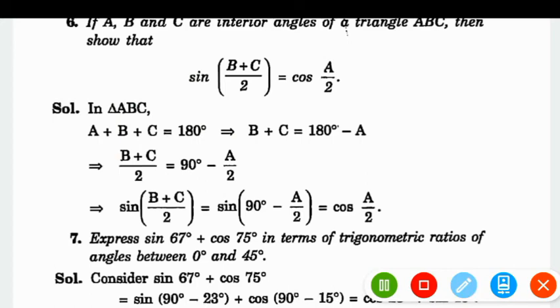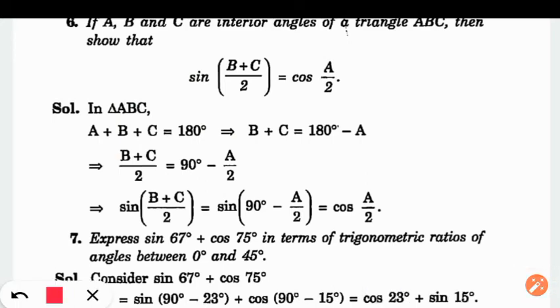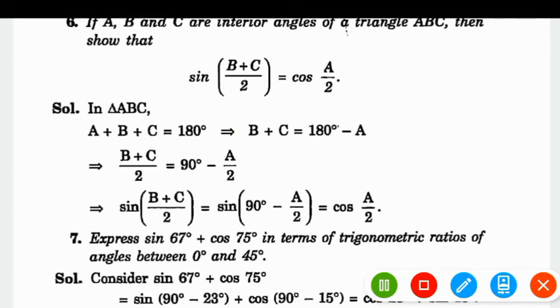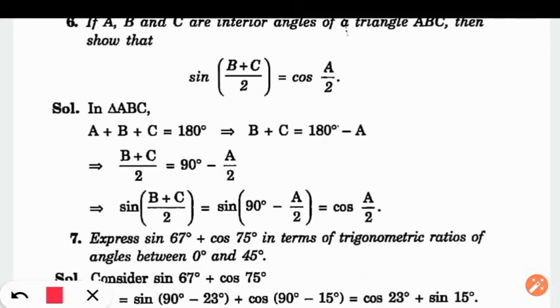Now see again, in LHS we have B plus C by 2. So divide this equation both sides by 2. In LHS we will get (B plus C) by 2, and in RHS if we divide by 2 and separate the denominator, it will become 180 degrees by 2 minus A by 2, and 180 degrees by 2 gives you 90 degrees.